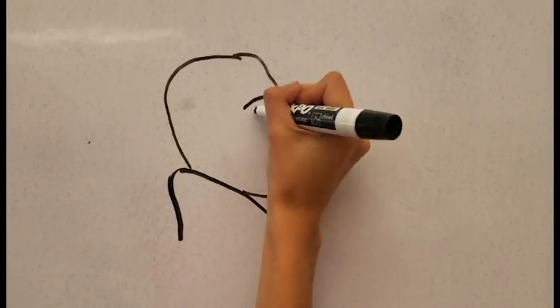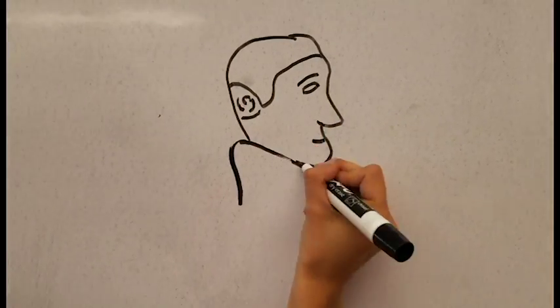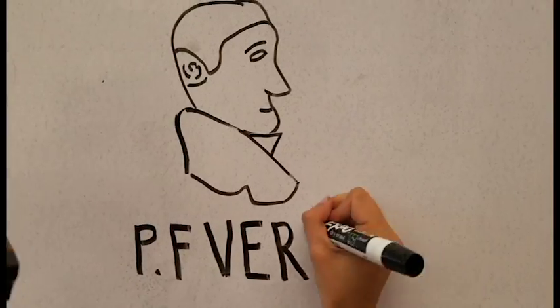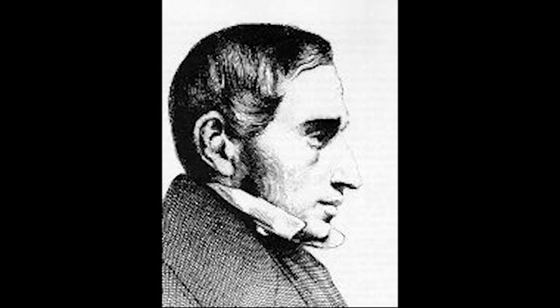P.F. Verhulst was the man who founded the Standard Model of Population Growth. He was able to predict the U.S. population of 1940 using the first 5 U.S. census in 1840 and was only off by 1%.